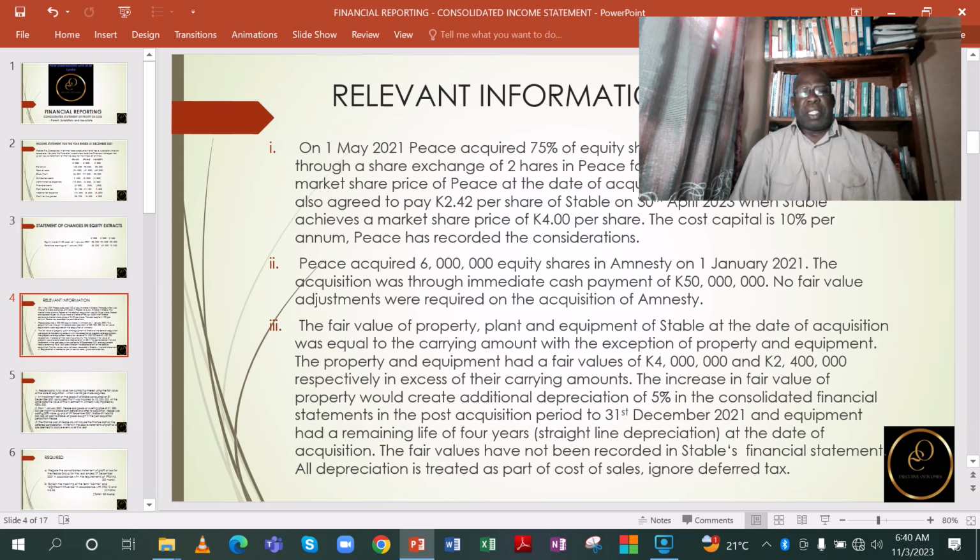We also have the third note, that is, the fair value of the property, plant and equipment of Stable at the date of acquisition was equal to the carrying amount, with the exception of property and equipment. The property and equipment had fair values of 4 million and 2,400,000 kwacha respectively, in excess of carrying amounts.